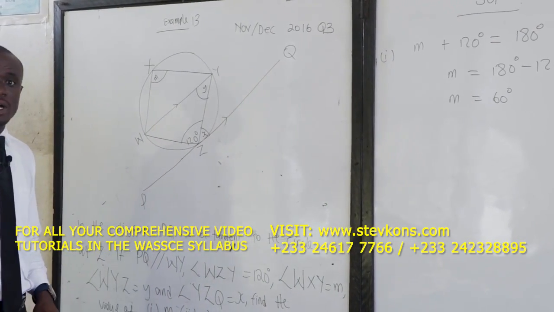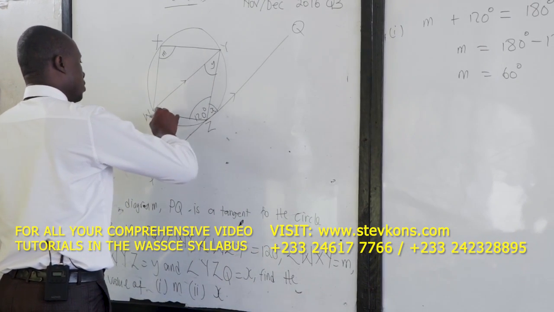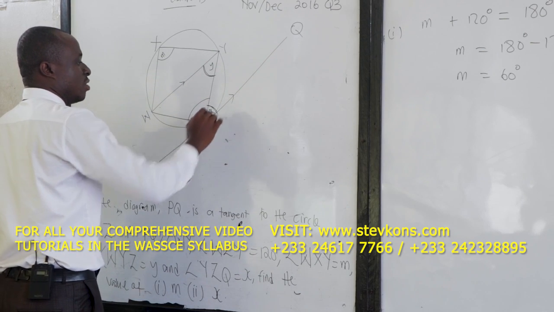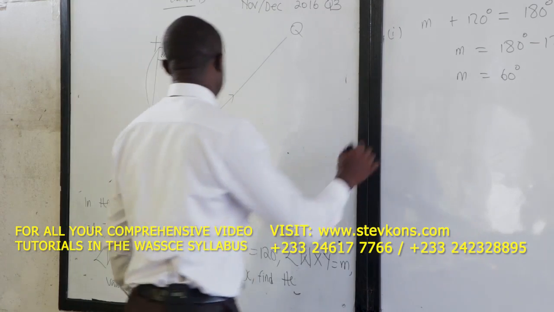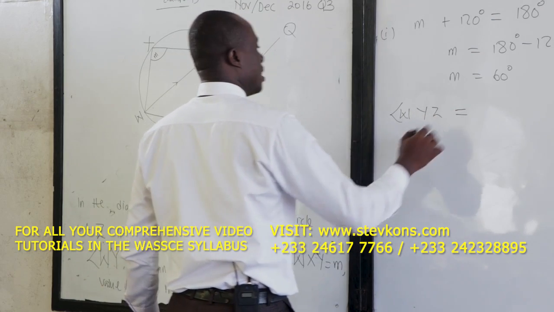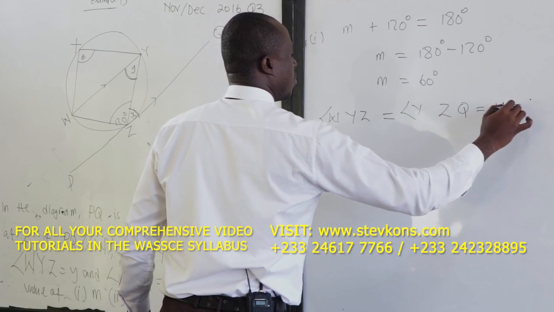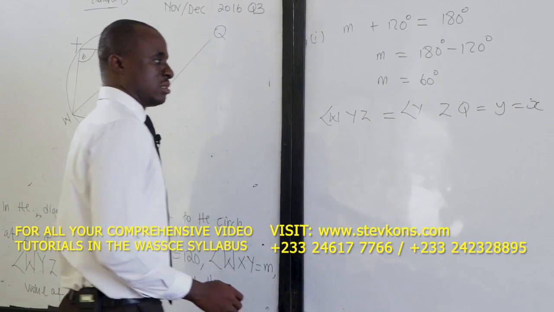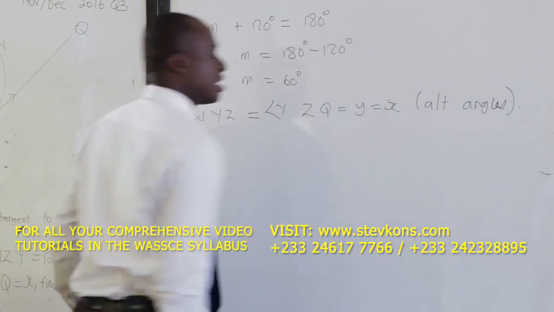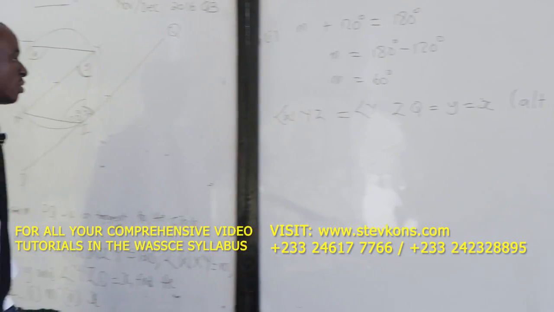Now the second one is saying that we should find X. Now, because PQ is parallel to WY, clearly the angle here alternates with the angle over there. And what can we say? We can say that angle WYZ is the same as angle YZQ, which is equal to Y, which is equal to X. Alternate angles are equal. What again can we see?